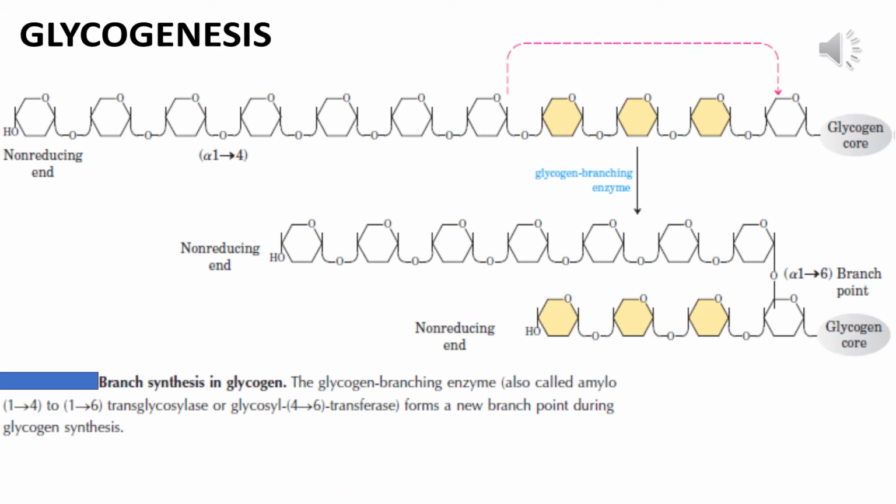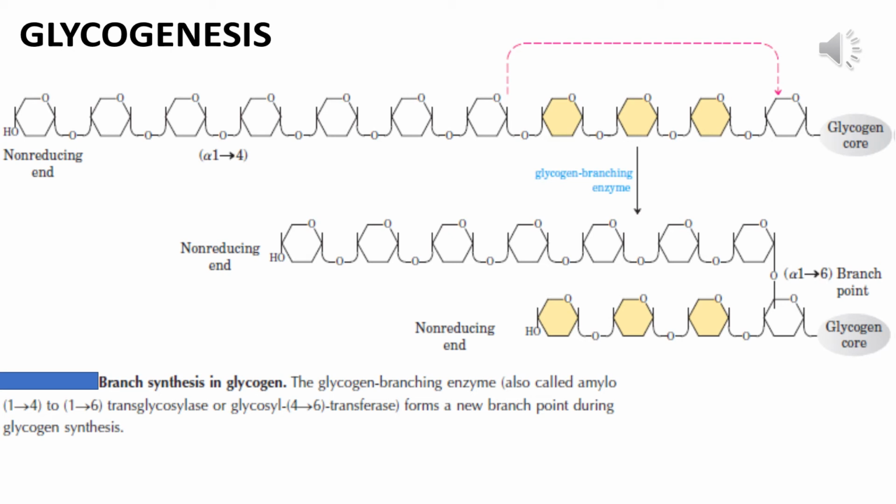How is the branch point created during the synthesis of glycogen? Initially, the glycogen synthase enzyme creates only alpha 1,4 linkages. That means only straight chains are formed and no branches. Then comes the glycogen branching enzyme.